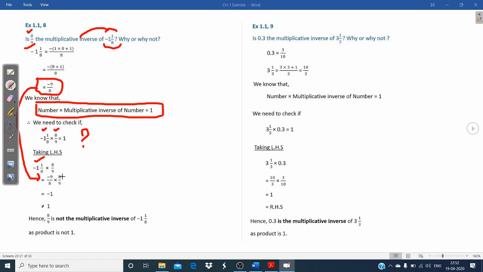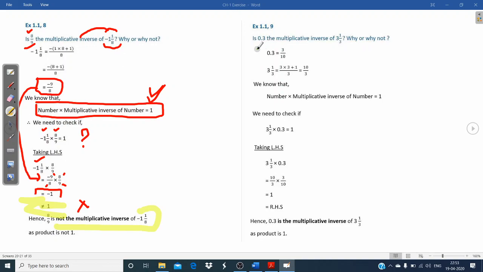8 by 9. So I multiplied the multiplicative inverse with this number, and when you resolve, 8 and 8 will be cancelled out and 9 and 9 will be cancelled out, but what will be left? It will leave minus 1. But what should we get? We should get plus 1, and here we are getting minus 1. So this is wrong. Since we are getting minus 1, we cannot say 8 by 9 is a multiplicative inverse. Therefore 8 by 9 is not a multiplicative inverse of minus 1 1 by 8.